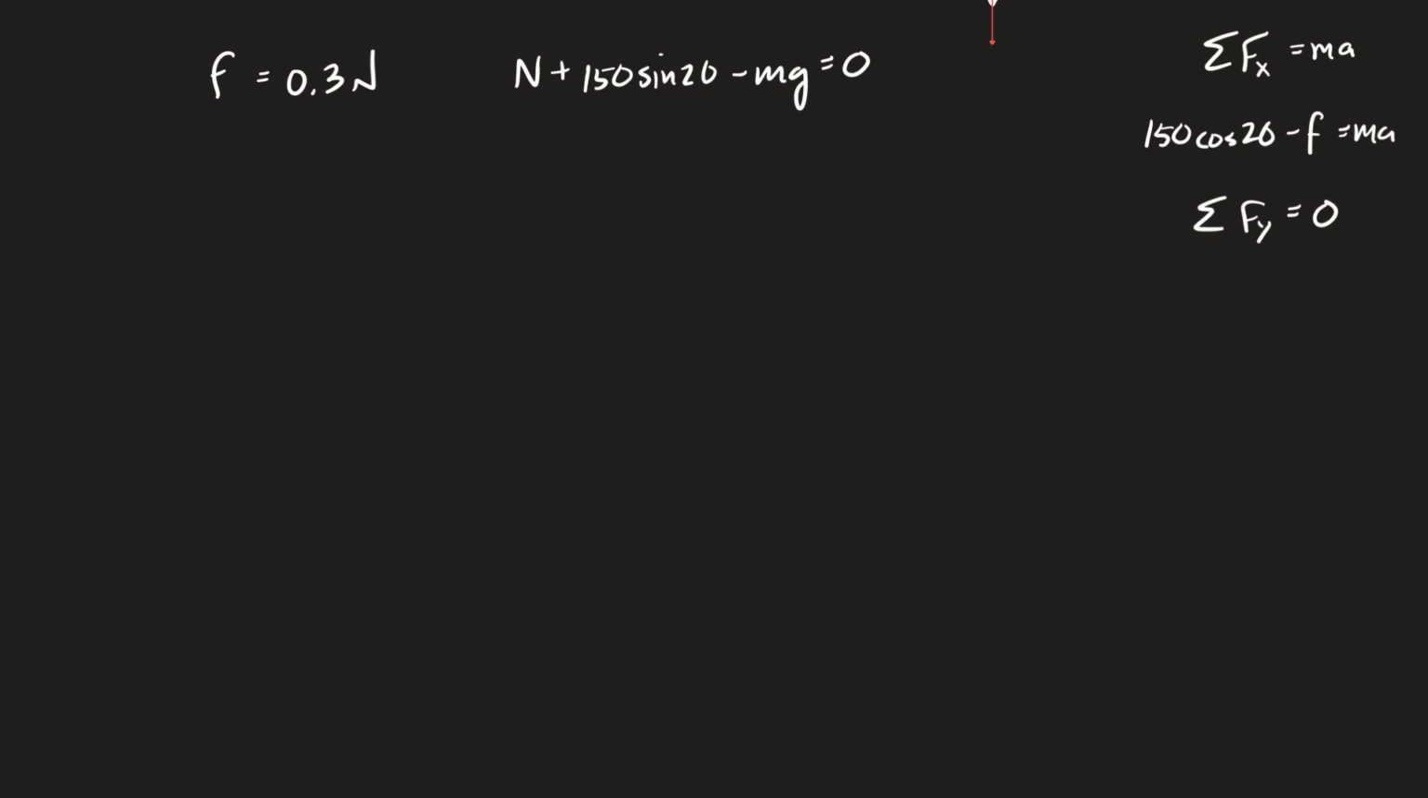I can figure out the normal force. I know all the things. So I can say the normal force equals 40 times 10 minus 150 sine 20. Right, that's going to give me a number. So 400 minus, I don't know what 150 sine 20 is, but 51.3. So my normal force is 348.7.